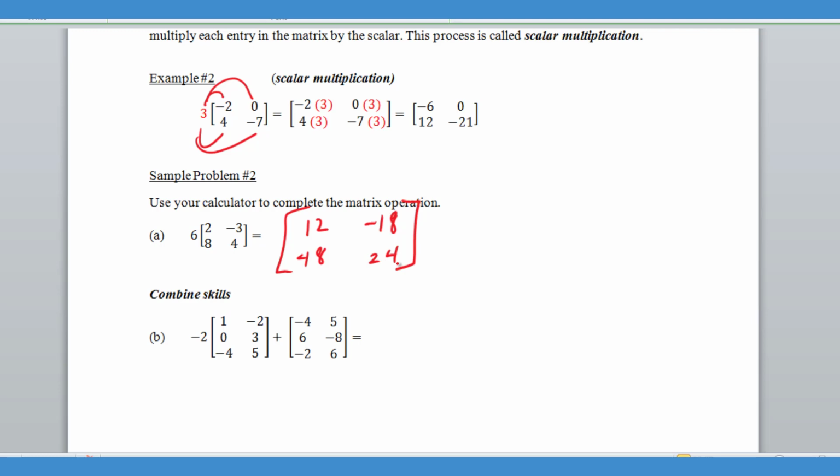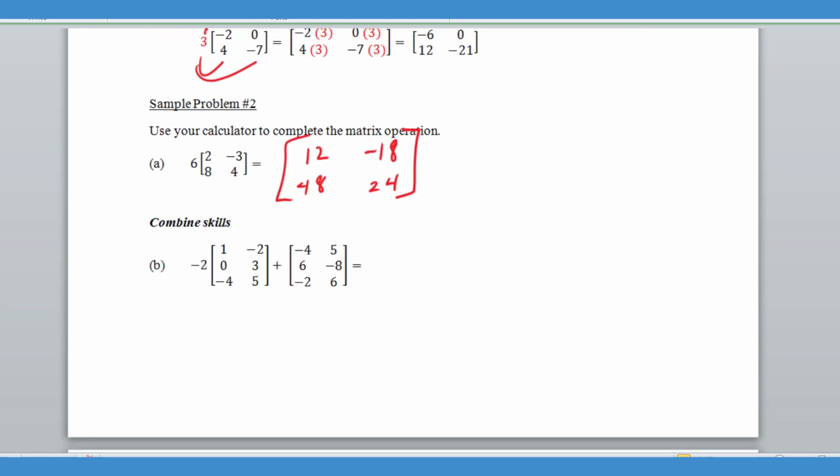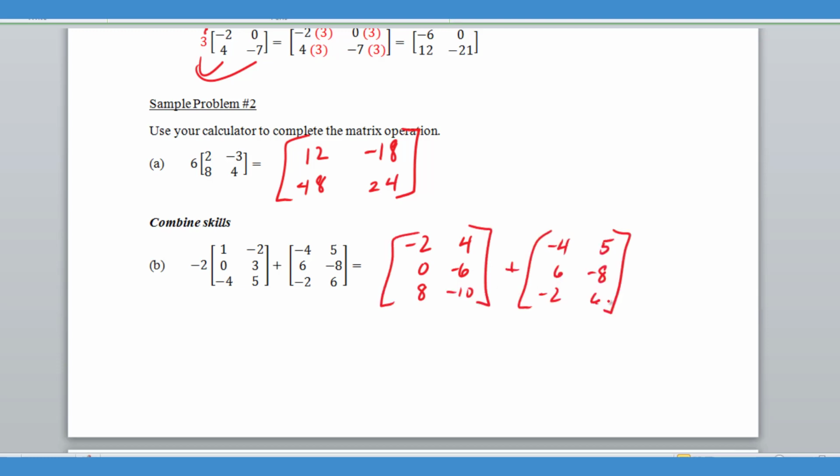Alright, now this last one, you kind of have to deal with order of operations similar to the way you would with real numbers. And so I have to do the scalar multiplication before I can do the addition. So I'm going to go ahead and multiply negative 2 times everything inside the first matrix. And notice I'm only multiplying negative 2 times the first matrix. There's no parentheses or anything that would imply that I'm doing it to both matrices. So I've done the scalar multiplication, and then I can do the addition of those two.